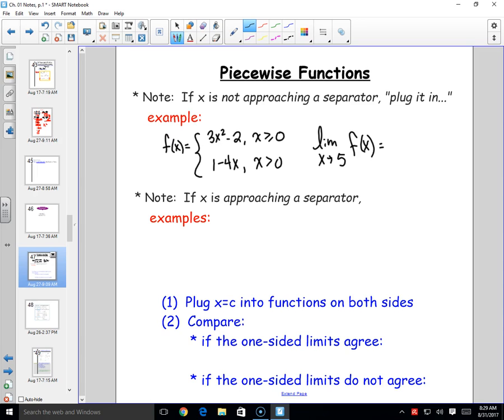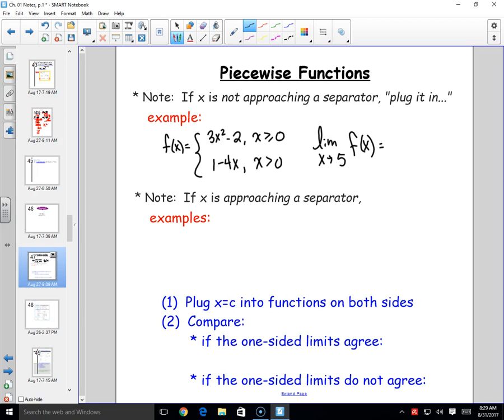For the first case, I say, what if x is not approaching a separator? Who's the separator in the example that I wrote? 0. 0 is the separator in terms of the inequalities, as x equals 0 is the boundary from one piece to the other. So if x equals 0 is the boundary, then what's going on when x equals 5? Nothing's stopping it from happening, but even more than that, where is it happening? When x equals 5, what piece is it in?